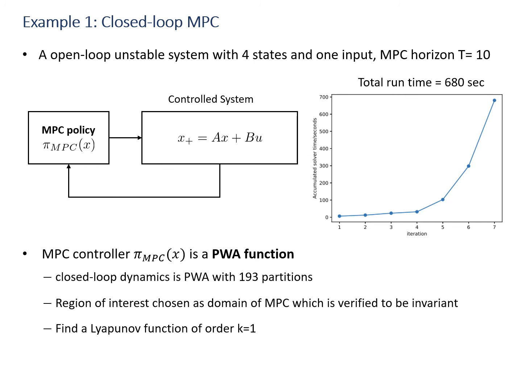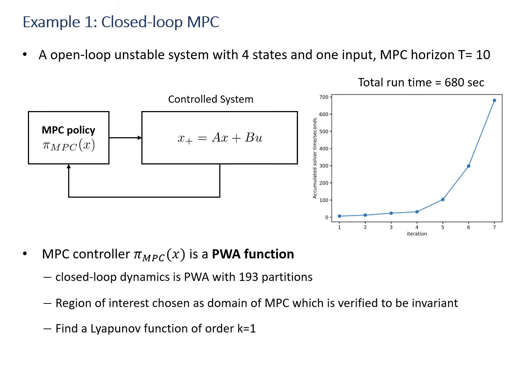The region of interest in this example is chosen as the domain of the MPC controller, which is a bounded polyhedron. The closed-loop dynamics is invariant on this domain, with Lyapunov function candidates of order k equals 1, which means that they are essentially piecewise quadratic functions. We are able to find a Lyapunov function after 7 iterations, which certifies the stability of the MPC-controlled system.